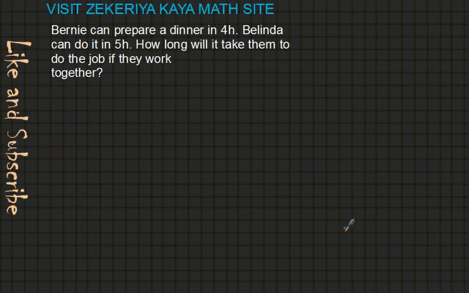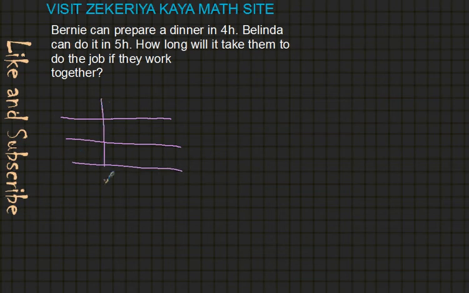I think we try to do it in here together. Now, I call one of the students to the board to solve it. I hope that that student can read through it. So, we must prepare the table. We have two people, Bernie and Belinda. So, there are three things to write: rate, time, and the work.